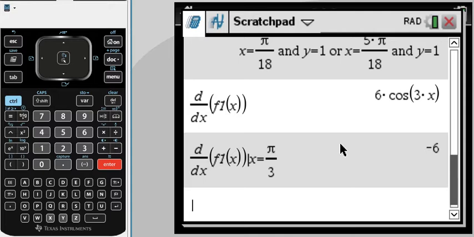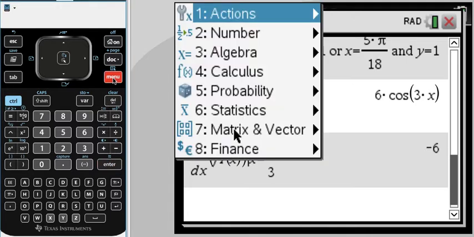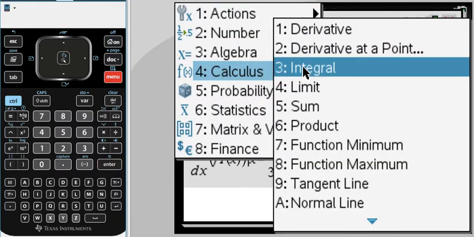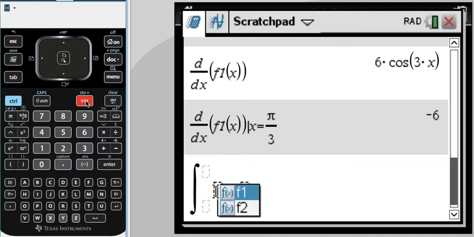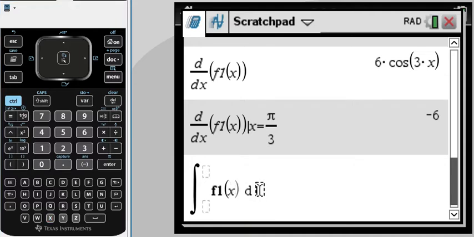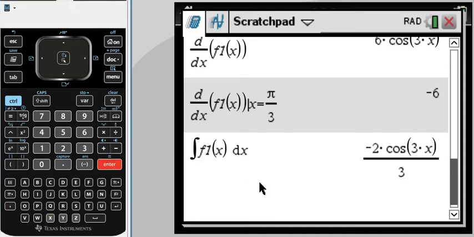Let's suppose we wanted to do the integral of this function, the indefinite integral. I go to menu, calculus, integral, and you see I have options for making it a definite integral, but I don't need to use them if I just want the indefinite. And I'll do this at f1 of x dx, hit enter, and there's the indefinite integral. Don't forget, it doesn't include the plus c. Don't forget that on your answer.